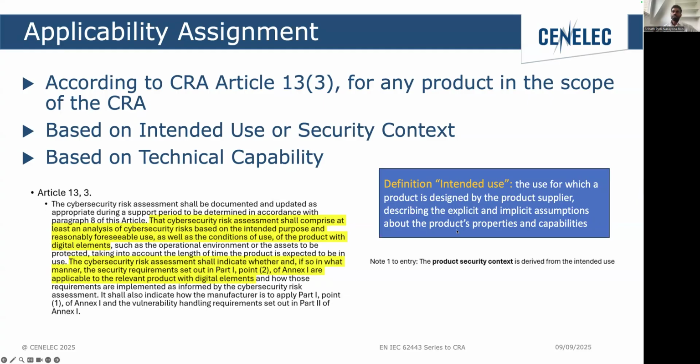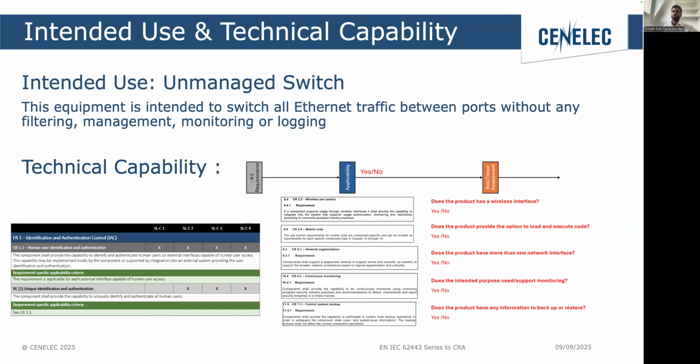So what is the intended use of this product? The main important note is that the product security context, which is practice 2, if you remember from 4-1, is derived from the intended use. So if you know the intended use, you can derive the product security context where it is used. Let's do an example to understand more.